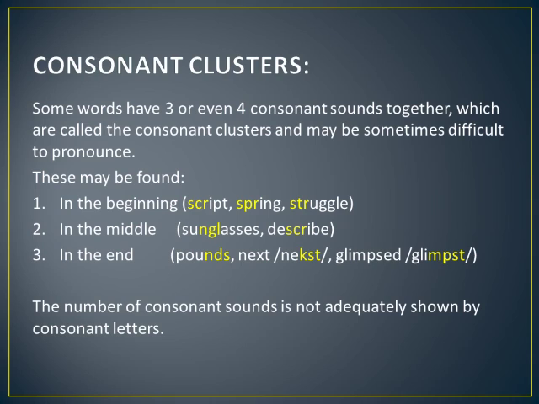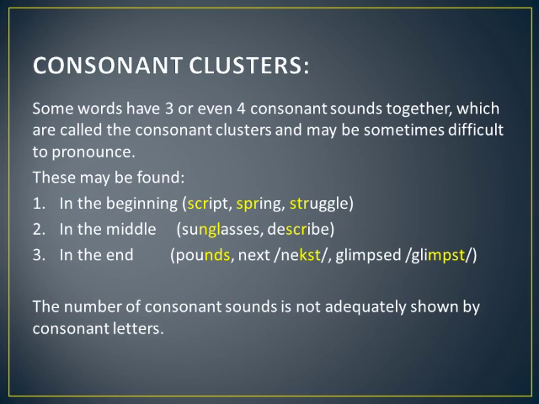For example, let's look at the examples. When the consonant clusters occur in the start, in the beginning, the examples may be script. I have made the words yellow, which are the consonant clusters. So SCR is the consonant cluster in script, SPR in spring, and STR in struggle. When they come in the middle, for example, sunglasses and describe, you can see the yellow letters. These are the consonant clusters.